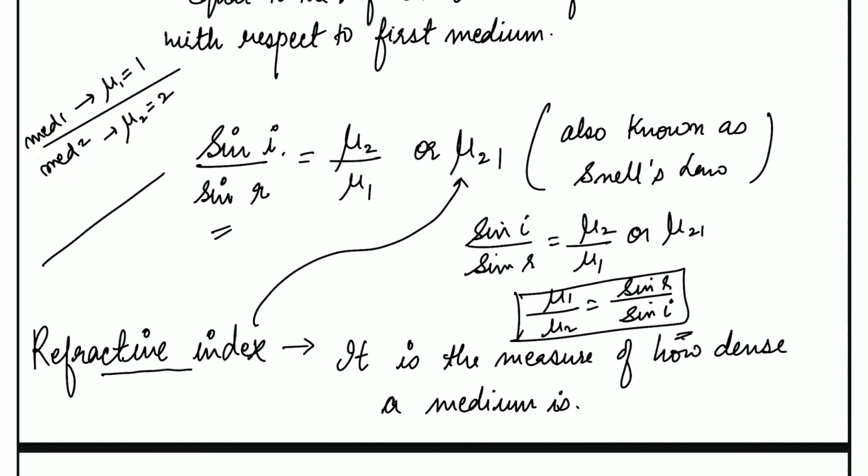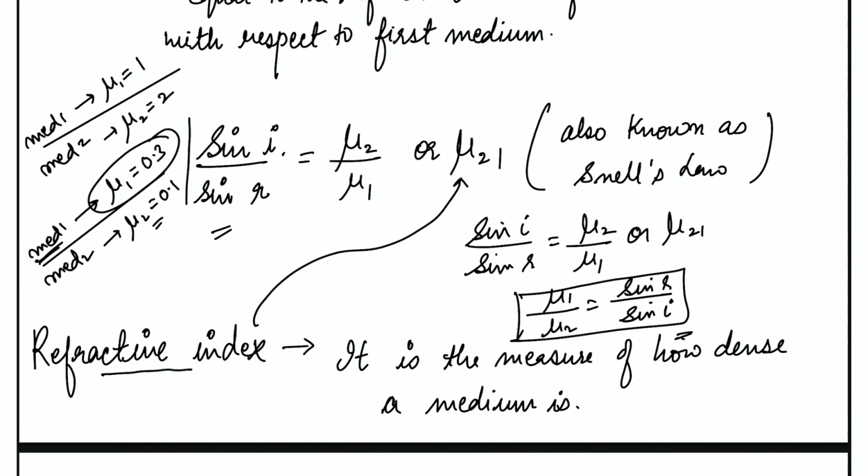Yes or no? For example, let's say you have medium 1 and medium 2, and medium 1 has a refractive index of 0.3 and medium 2 has a refractive index of 0.1. Now you tell me which medium is optically denser. If you guessed this one, that is right: medium 1 will be optically denser as compared to medium 2.